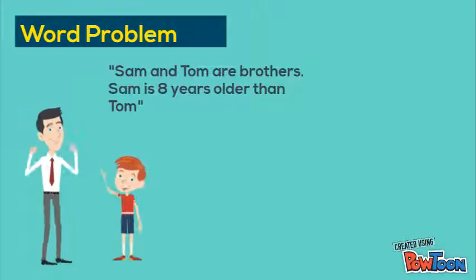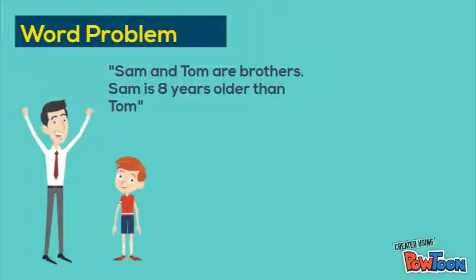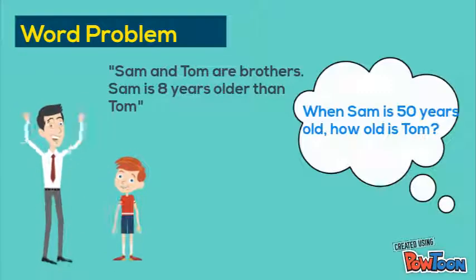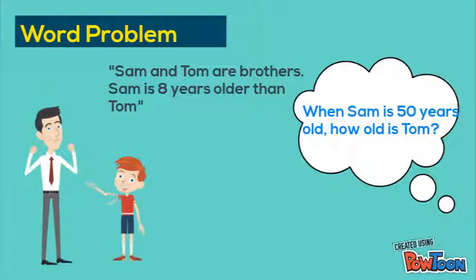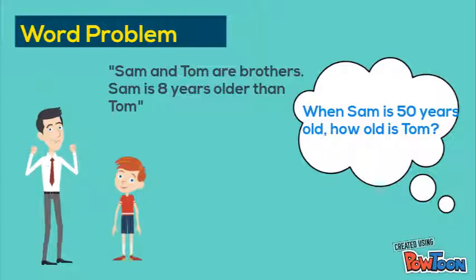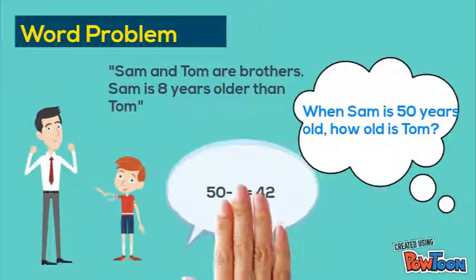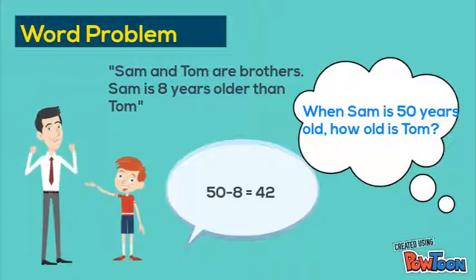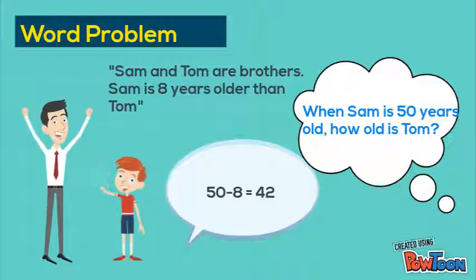Sam and Tom are brothers. Sam is 8 years older than Tom. When Sam is 50 years old, how old is Tom? Students will definitely know how to solve it using the arithmetic way, which is 50 minus 8 equals 42. But for those students who cannot visualize it, the mapping diagram will explain it very simply.